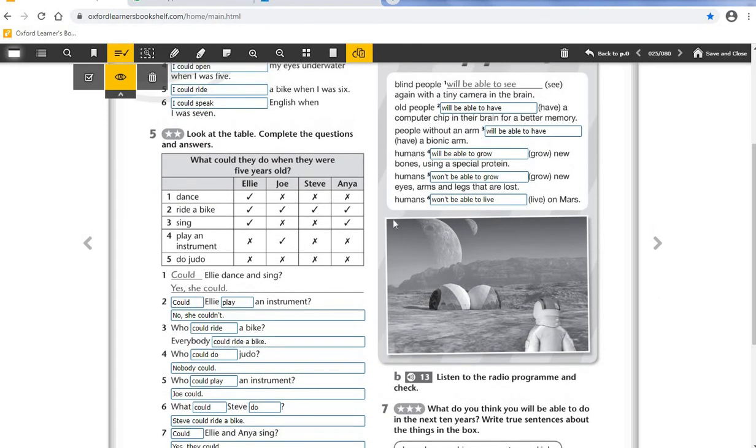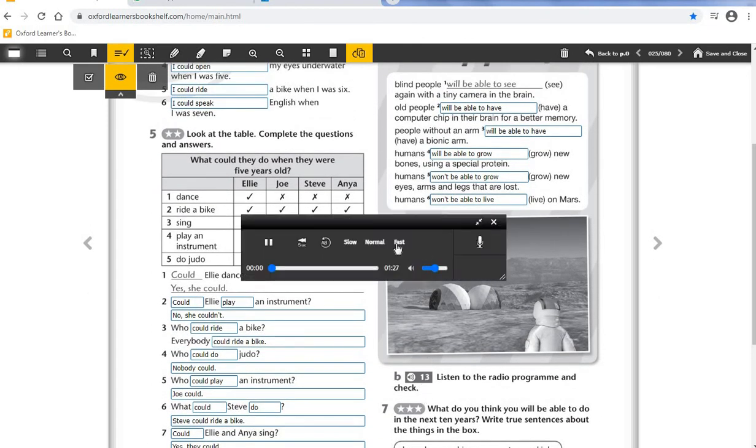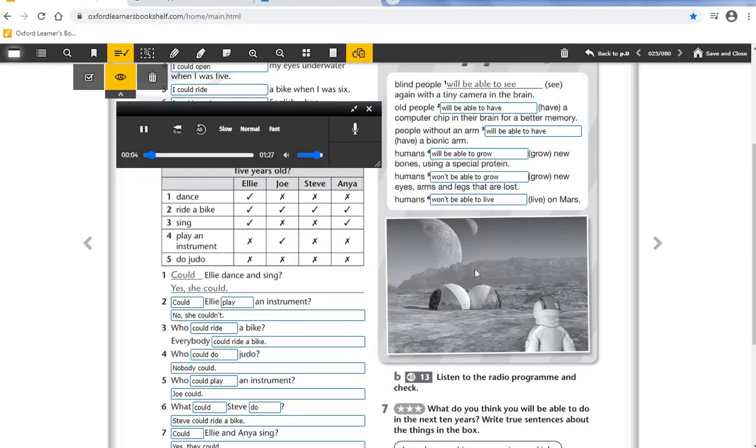Now listen to the radio program and check. Track 13. Page 25. Exercise 6.